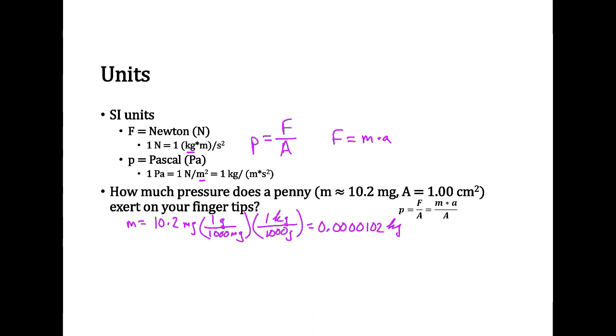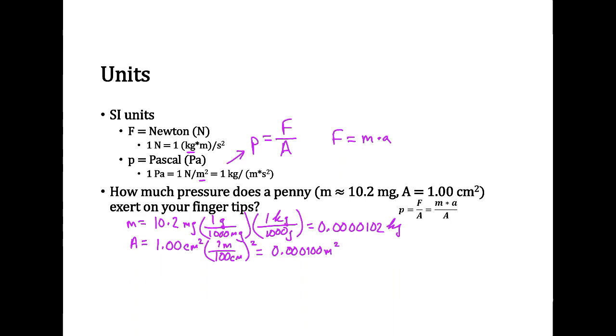And then our area, we need to convert to meters squared. So we'd start out with our 1 centimeter squared area that the penny occupies. Convert that to meters squared. So there are 100 centimeters in a meter. We'll need to square that. So we end up occupying an area of 0.000100 meters squared.